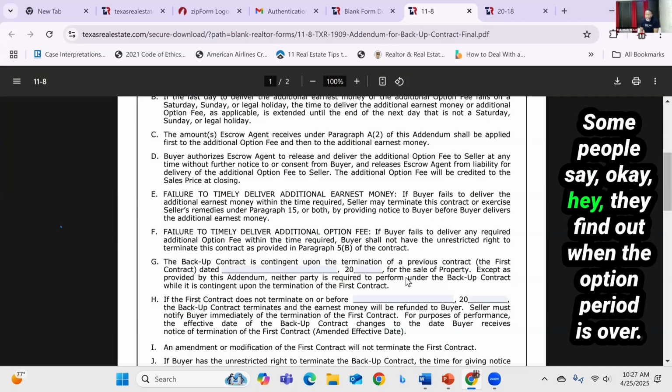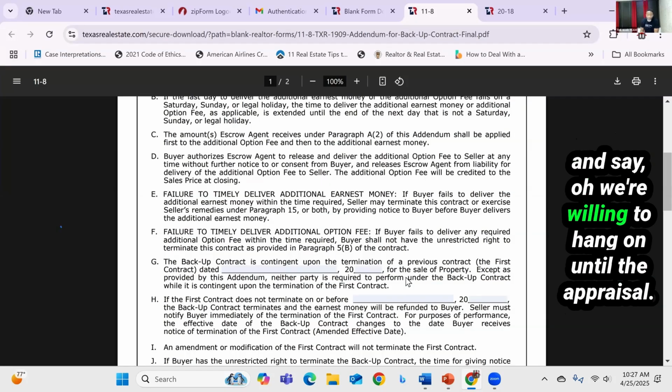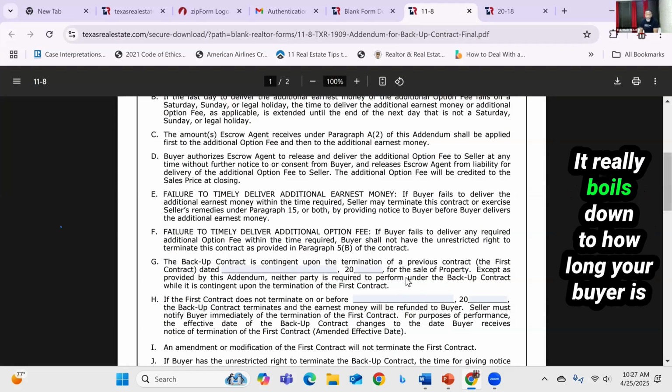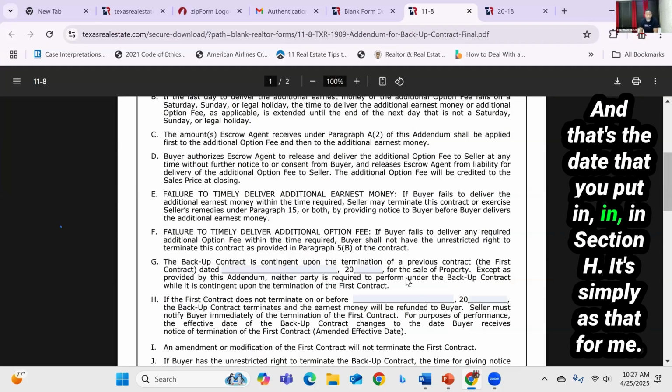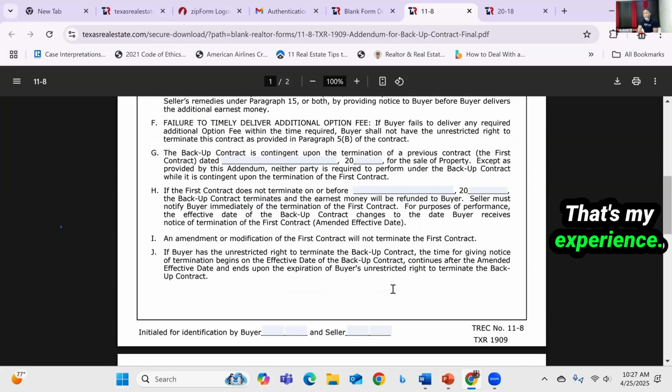Some people say, okay, they find out when the option period is over on the first. I've heard people say, oh, we're willing to hang on until the appraisal. There's no really set time. It really boils down to how long your buyer is willing to wait on the first contract to terminate. And that's the date that you put in section H. As simply as that for me. That's my experience.